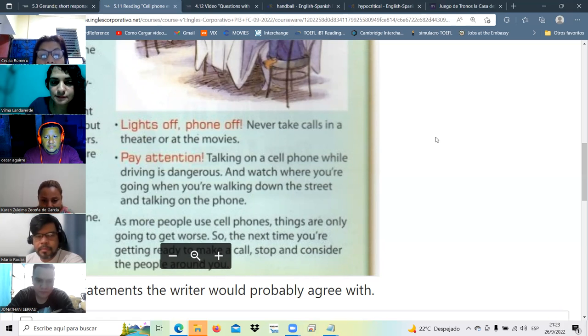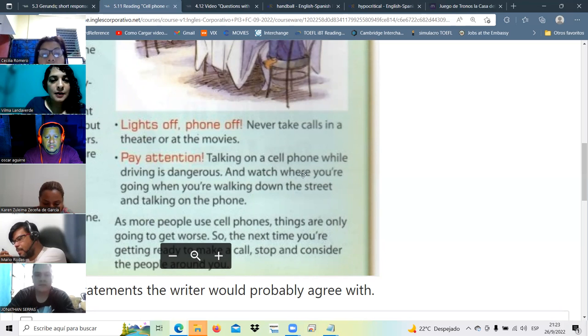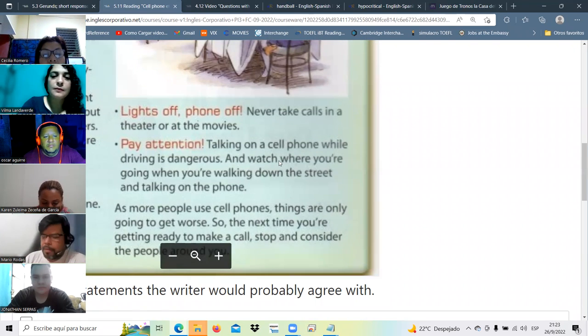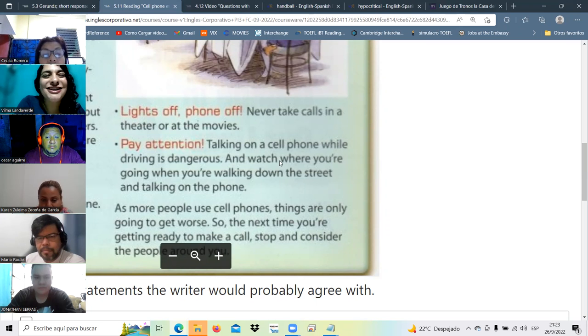Pay attention, talking on a cell phone while driving is dangerous. And watch where you're going when you're walking down the street and talking on the phone. Thank you. All right, while driving. All right, guys.